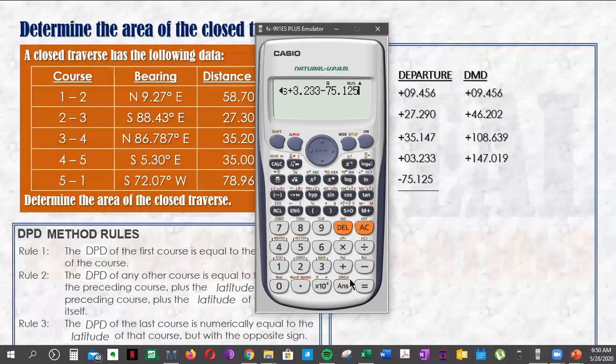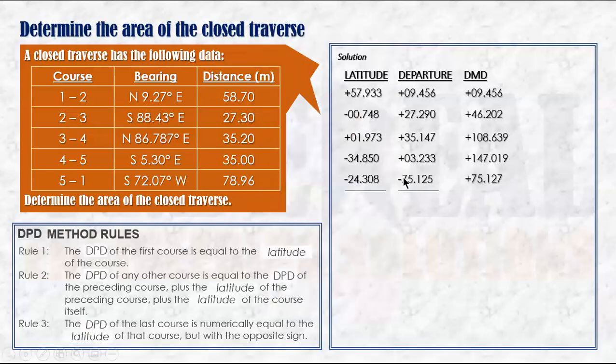75.125. So applying the second rule all throughout the end, I got 75.127. But applying the third rule, again, the DMD of the last course is numerically equal to the latitude, but with opposite signs. So instead of 75.127, we can use 75.125. The difference is small, no? Just because of some little error. That's just due to rounding.